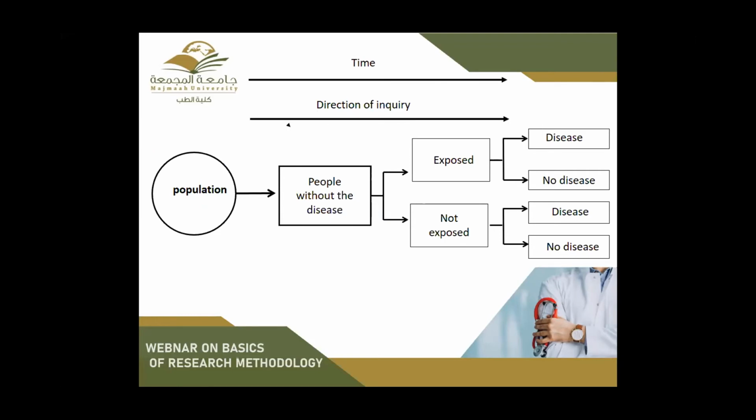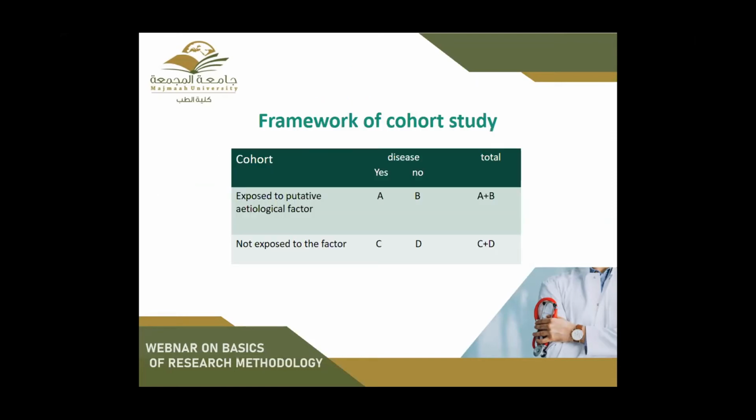So it is called a prospective study. Case control is called a retrospective study. The framework is the same table, like that one. We have exposed to a factor, and then not exposed. Exposed and got the disease is A, exposed and not having the disease is B, not exposed to the factor and got the disease is C, and not exposed and not having the disease is D.